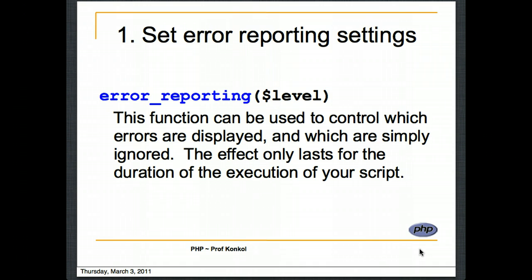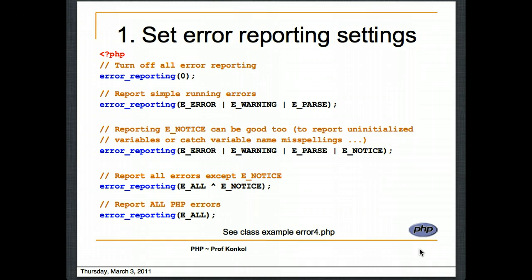You can, though, set error reporting at the top level. This wouldn't stop reporting fatal errors, but anything below fatal errors, like script errors or browser-specific type errors, can be controlled. This function can be used to control which errors are displayed and which are simply ignored. The effect only lasts for the duration of that one page or function. So it's error_reporting, then whatever level you want. Here are some examples of levels. 0 would be turning off all error reporting altogether.